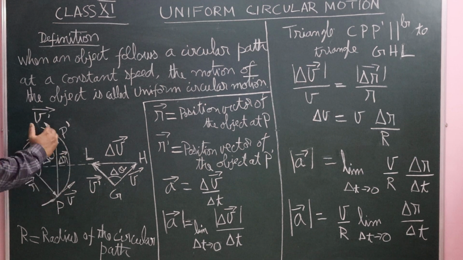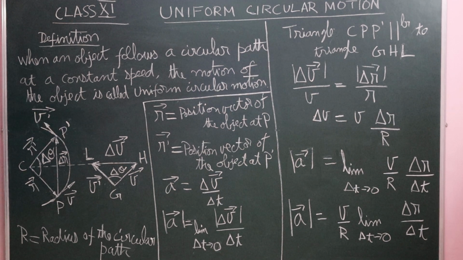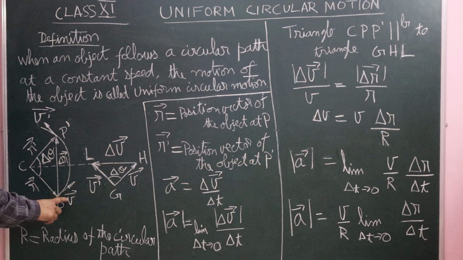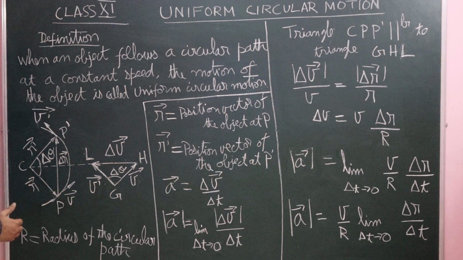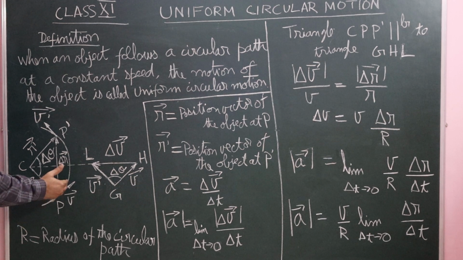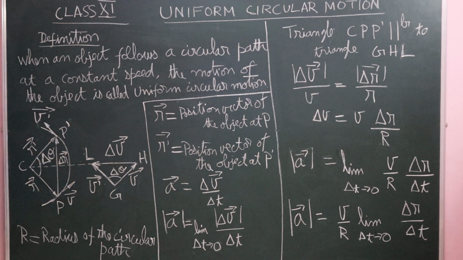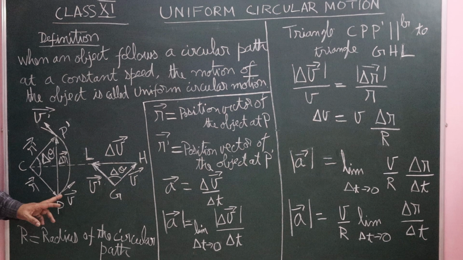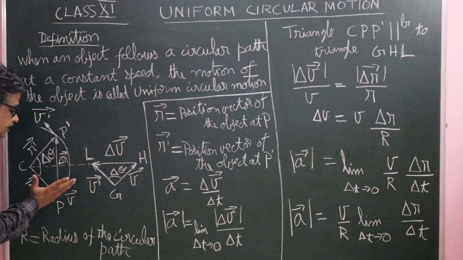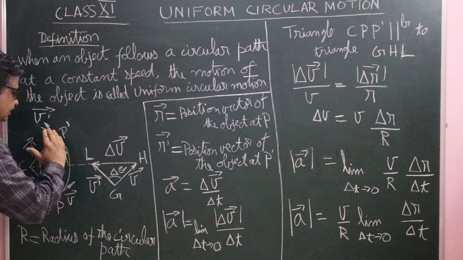The object moves in the circular path. The velocity of the object is tangential to the point. Velocity v vector is the velocity vector of the object, in this direction. As the object moves along the circle, the direction of velocity changes, but the speed remains constant. The magnitude remains constant, but the direction changes: in this direction, then in this direction.